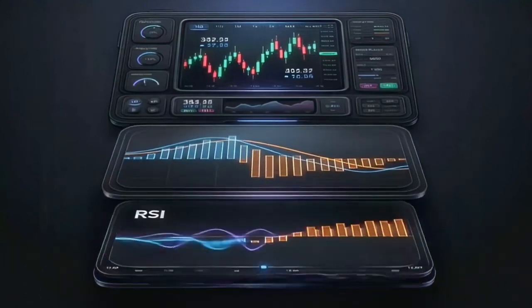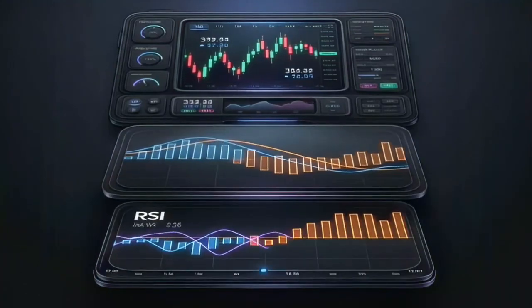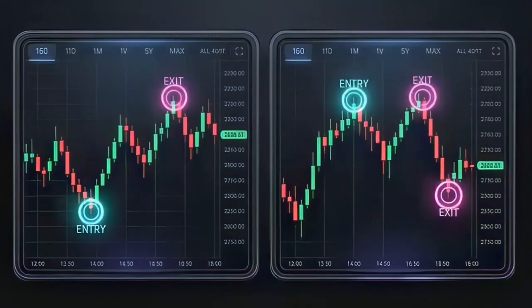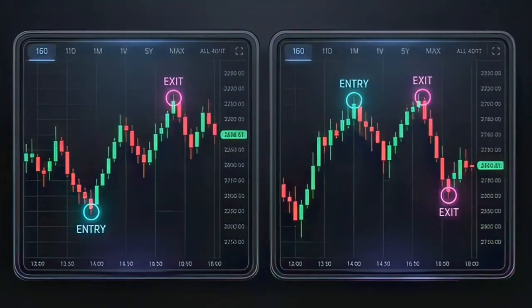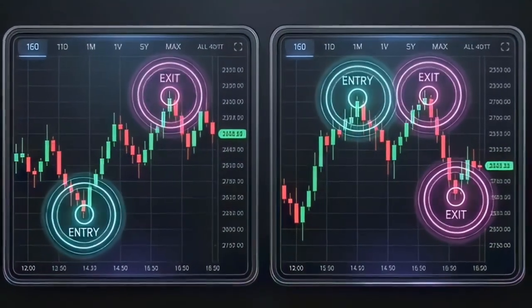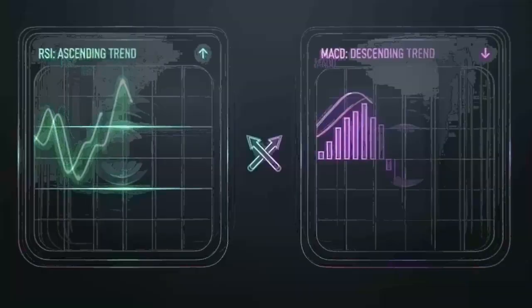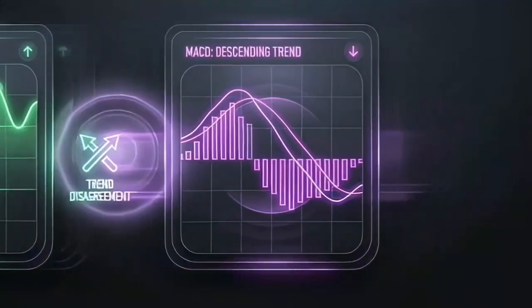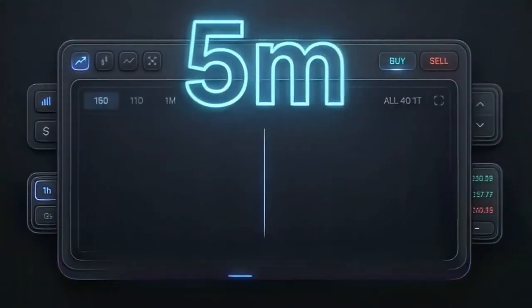By the end of this video, you will have a complete system that runs the relative strength index and the moving average convergence divergence together on 2 charts with exact settings, exact entries, and exact exits. And you will know what to do when the 2 of them disagree, which is the part almost nobody has ever decided. Start with the 5-minute chart.